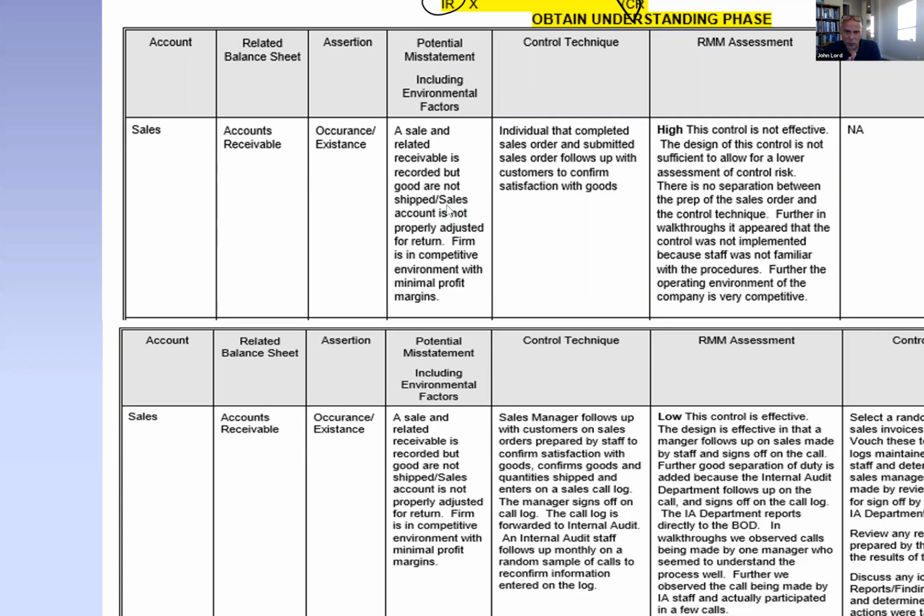So I have to do what? I have to, on every engagement, I have to do what? I have to obtain an understanding of the control technique, and I have to assess the risk of material misstatement. So now I'm tying this back to those arrow slides we had a minute ago. And in my assessment, I say, control risk is at the maximum. I don't like this control. There's not good separation of duties, and the operating environment in the entity is very competitive. They're in a competitive industry. So I'm not happy with this control.